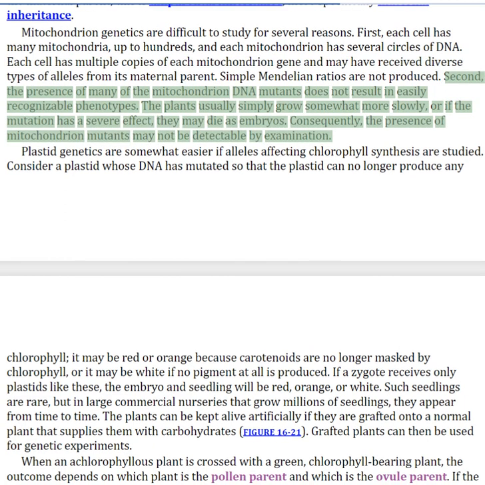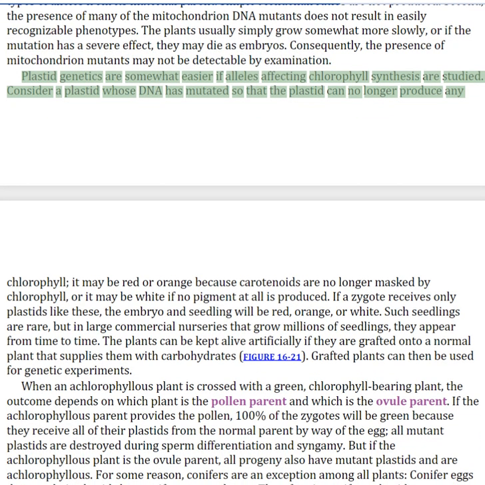Second, the presence of many of the mitochondrion DNA mutants does not result in easily recognizable phenotypes. The plants usually simply grow somewhat more slowly, or if the mutation has a severe effect, they may die as embryos. Consequently, the presence of mitochondrion mutants may not be detectable by examination. Plastid genetics are somewhat easier if alleles affecting chlorophyll synthesis are studied.